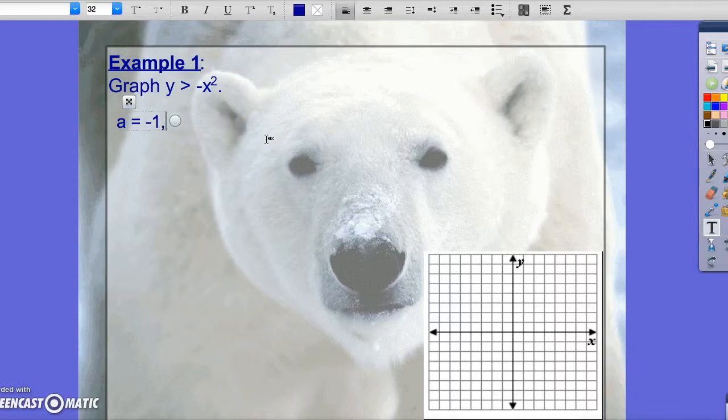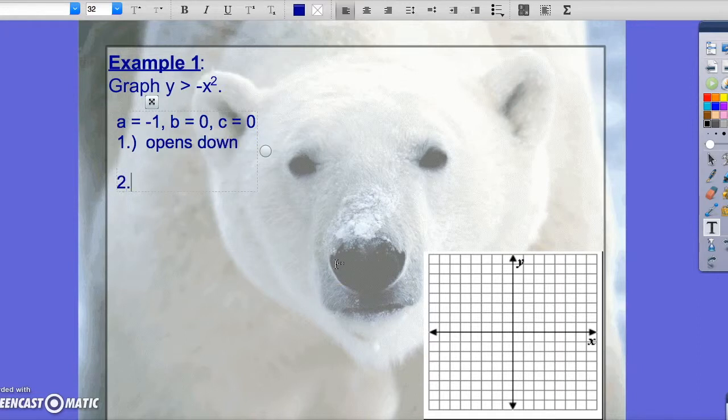A is negative 1, b is 0, so is c. And we know that because a is in front of x squared, b is in front of x, and c is a constant by itself. All right, so if we refer back to lesson 4.1, the first thing was, does it open up or down? A is negative 1. Negative 1 means it opens down.